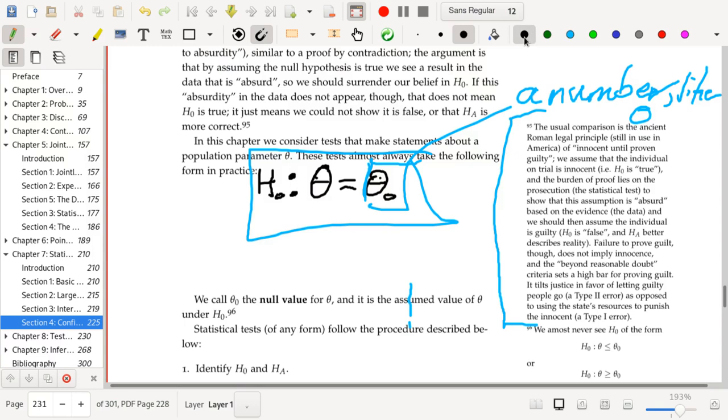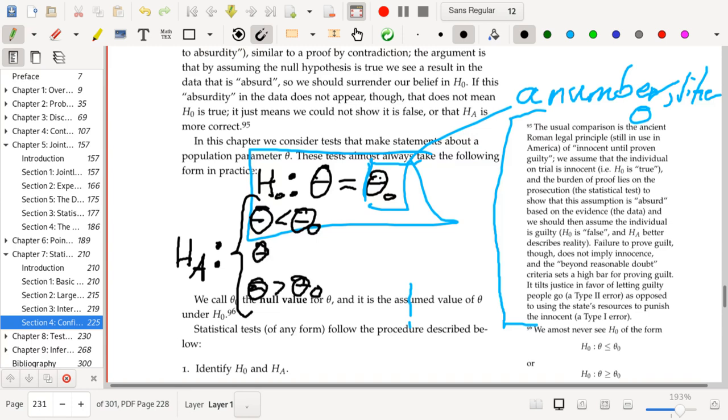The alternative hypothesis is a competing statement for what the parameter value of theta could be. And again, this is a statement. You should understand this as being a sentence. So the alternative hypothesis says one of the following three things. It says either theta is less than theta naught, theta is greater than theta naught, or theta is not equal to theta naught.